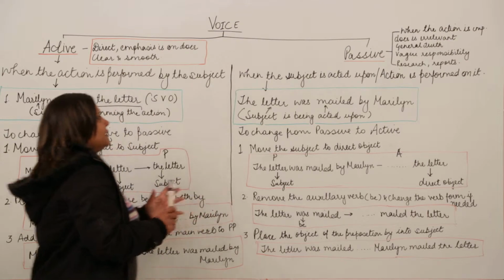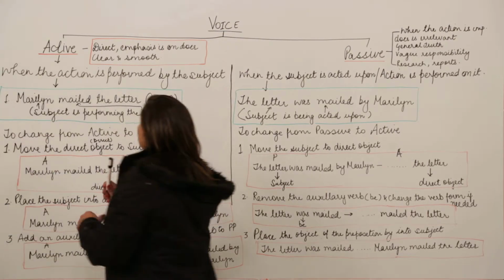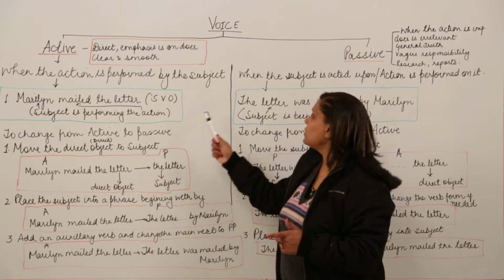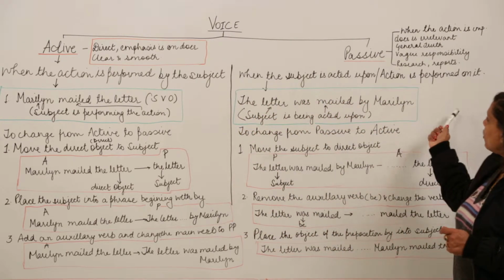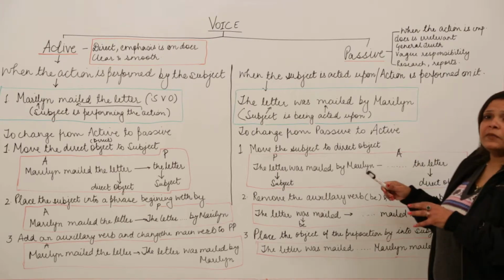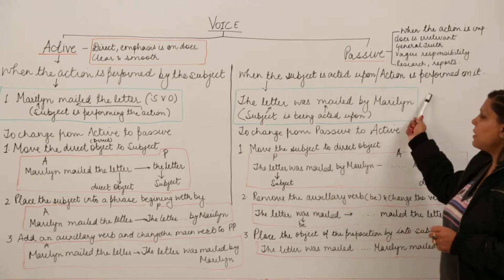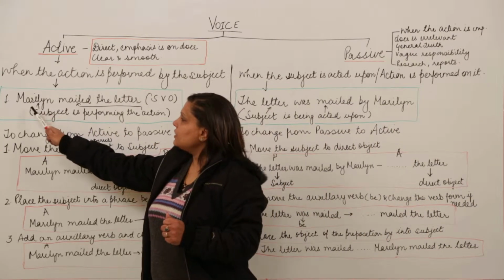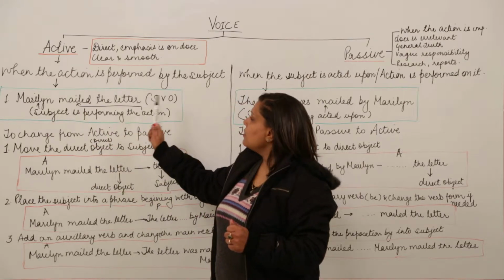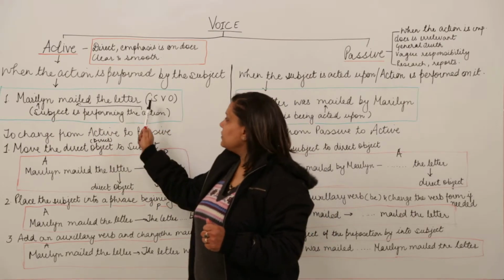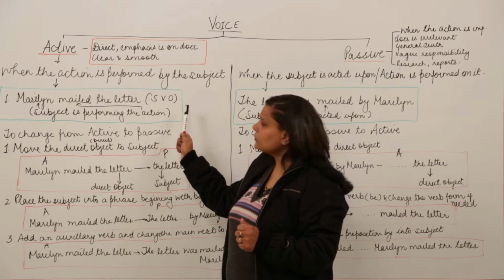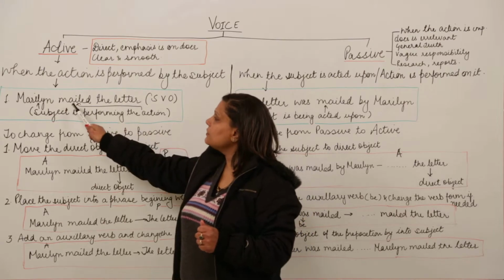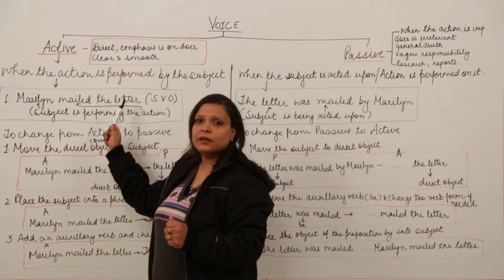Now what is the difference between the active voice and the passive voice? When the action is performed by the subject, it is active voice. Whereas when the subject is acted upon by something, it is passive voice. Let's consider the structure. For example, in the sentence Marilyn mailed the letter, the order is subject, then verb, then object. Marilyn is the subject, she is performing the action of mailing the letter. So it is direct and clear.